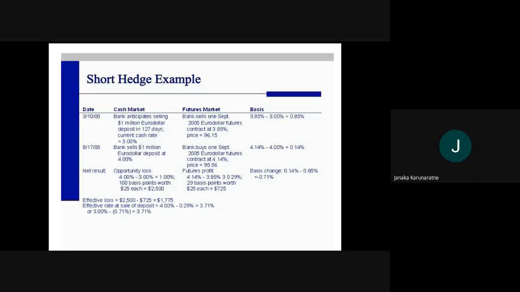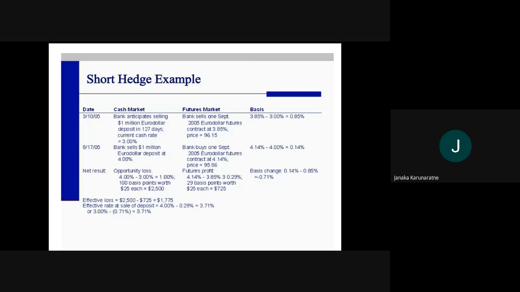So in other words, your effective interest rate is 4% minus 0.29%, 3.71%. Even though the cash market rate has gone to 4% by August, the actual amount you are going to pay is 3.71% because of your short position in the futures market.